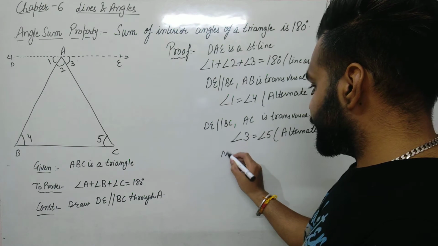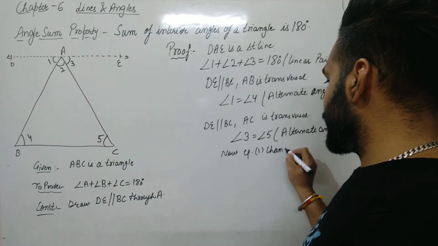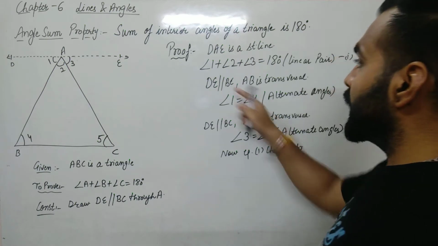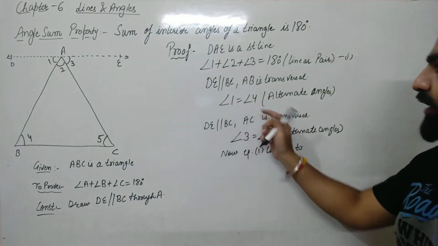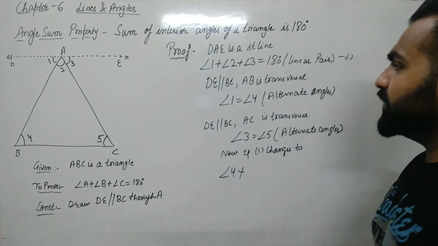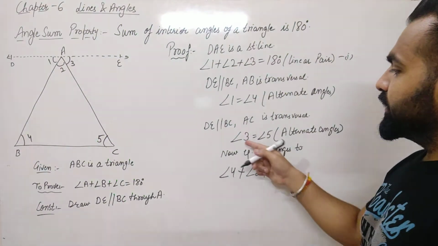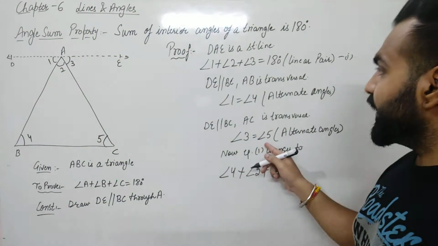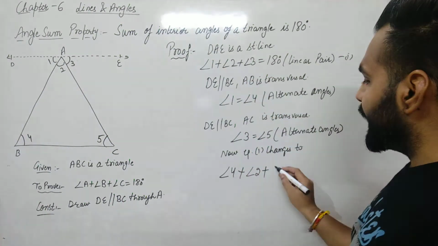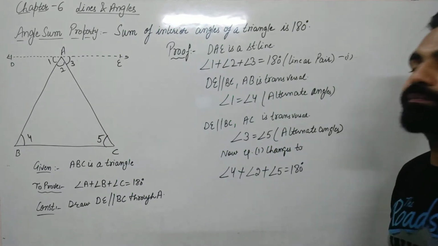So now equation 1 changes to: angle 1 is equal to angle 4, so we will replace angle 1 by angle 4 in equation number 1. Angle 2 plus angle 3 is equal to angle 5, so we will replace angle 3 by angle 5 there, which is equal to 180 degree.